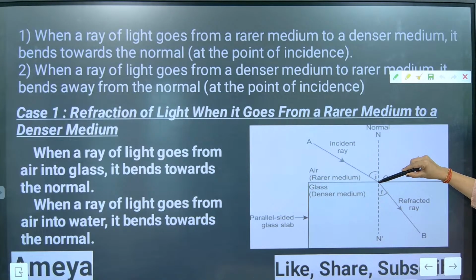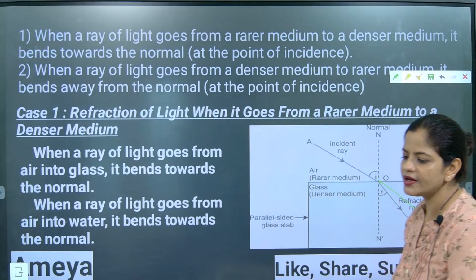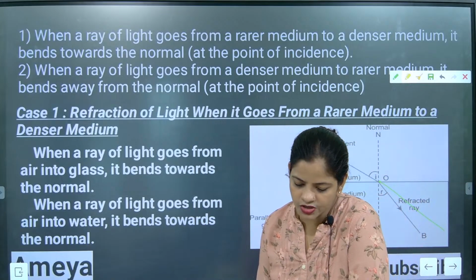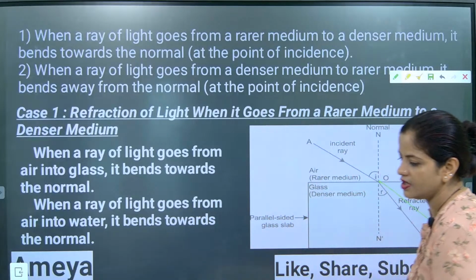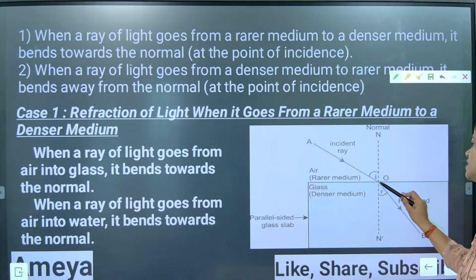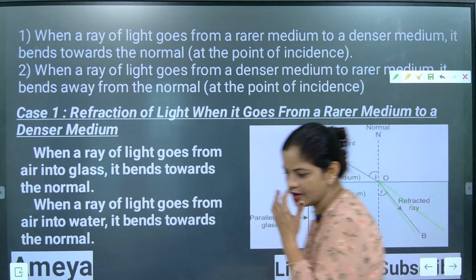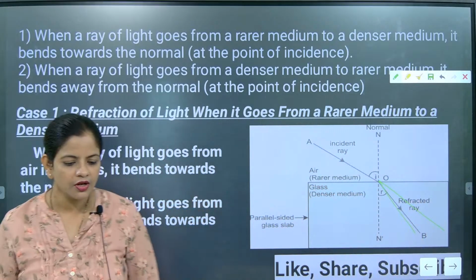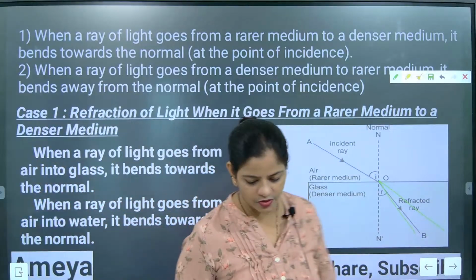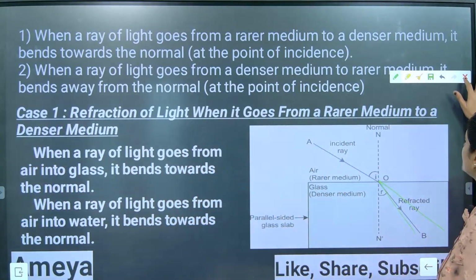The usual path must be this. Understood. But what is it exactly doing, beta? Is it going near or away? It is going near the normal. Understood? It is going near the normal, towards the normal. Understood? Towards the normal. That's the most important point. Okay. So now we'll go for the next one, please.